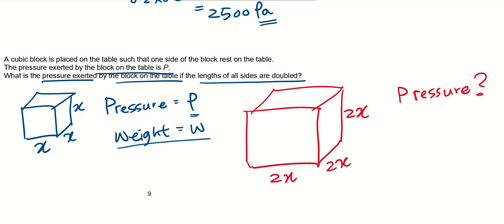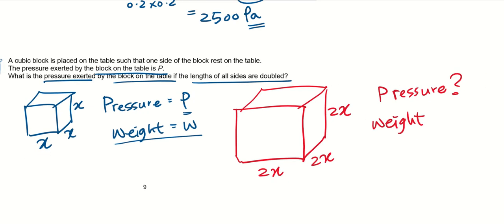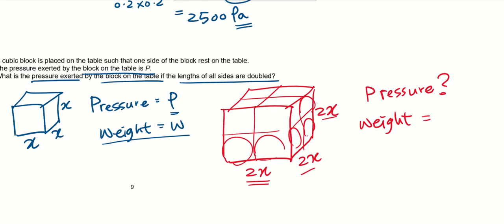Now we need to determine the weight of the new cube. If you have played with Lego or building blocks before, you know that there are actually 8 of this smaller cube in there, right? Because this is 2x, over here is made of 2 cubes, this is 2x, 2 cubes, and over here 2x, that means 2 cubes. So in total there are 8 cubes. If each small cube is W, the weight of this bigger cube, where the lengths of all sides are doubled, will be 8 times W.